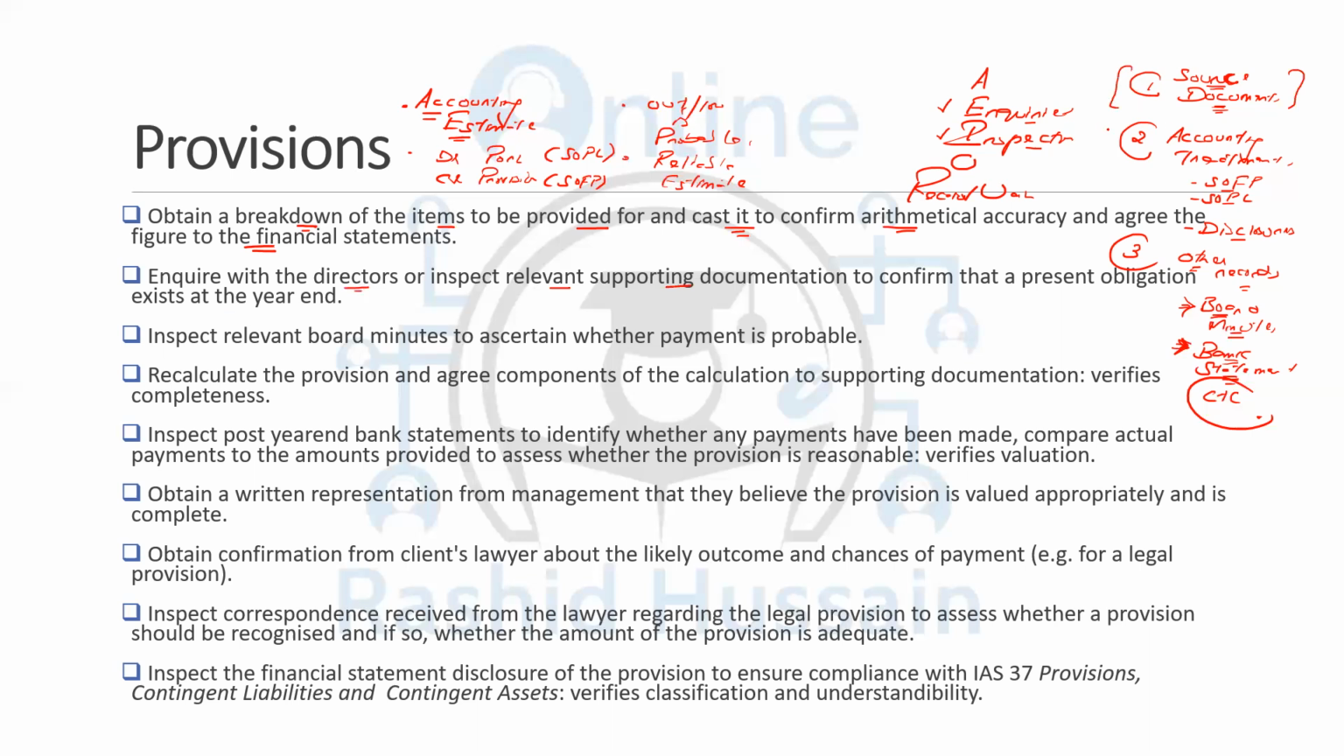For example, if they have received the litigation, then obviously that would be coming up from a supplier or a customer. Then we are either asking the directors, or we are looking at the supporting documentation to confirm that a present obligation exists at the year end. So you see where the present obligation means there's not a future payment, and they are already into the contract. There's a present obligation as a result of the past event, which is the criteria of the provision.